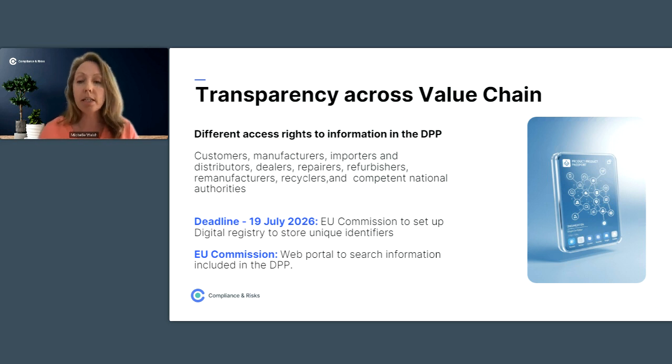The EU Commission is tasked with setting up a digital registry to store the unique identifiers. This needs to be done by July 2026. It also needs to set up a web portal so you can search for the information included in the DPP. So obviously having really robust cybersecurity and protection of IP is going to be crucial for this type of system to work across the EU.